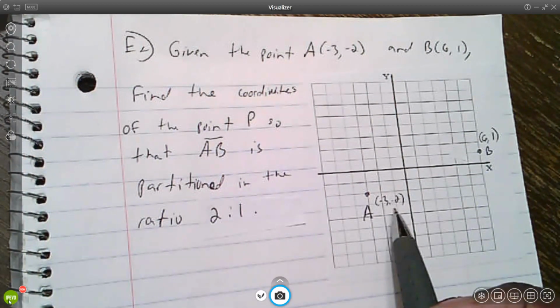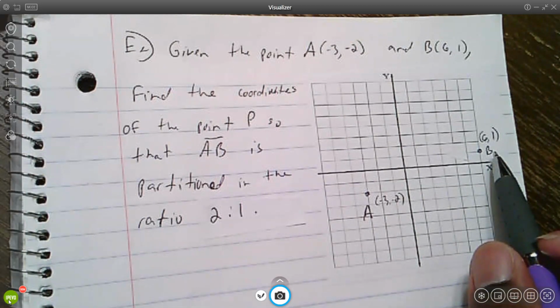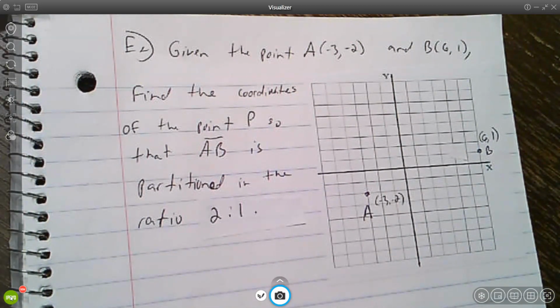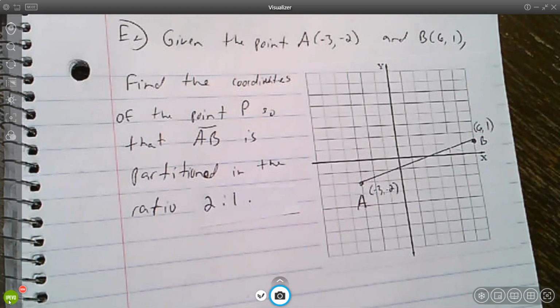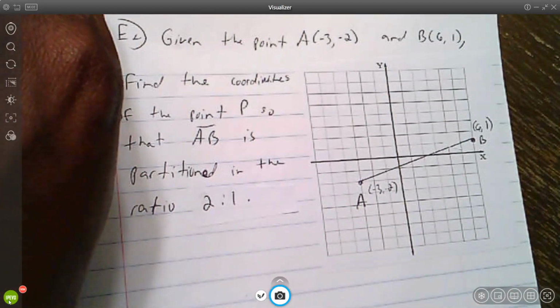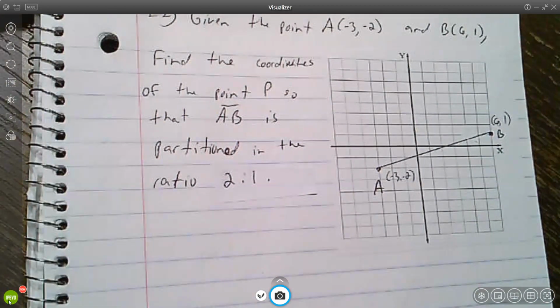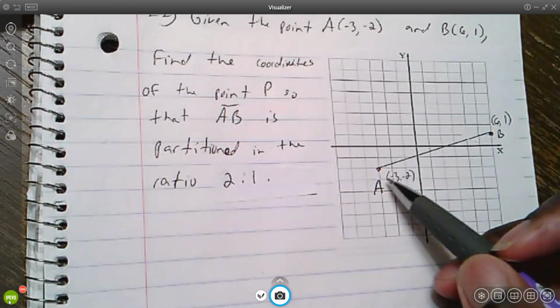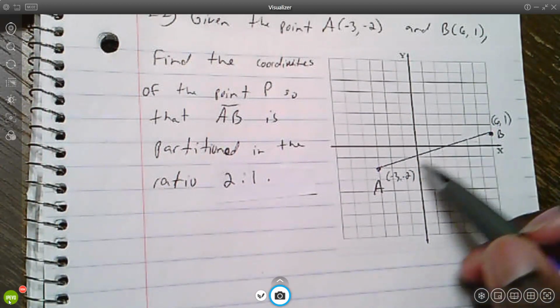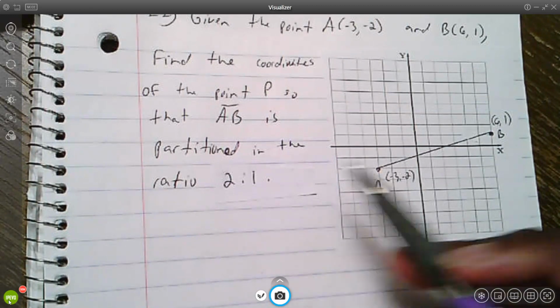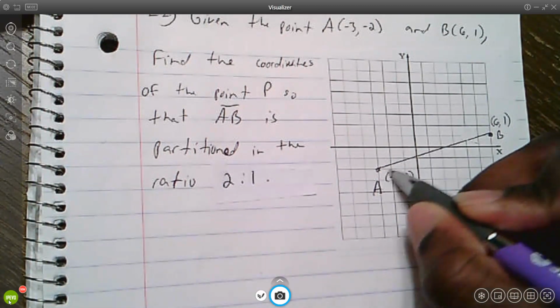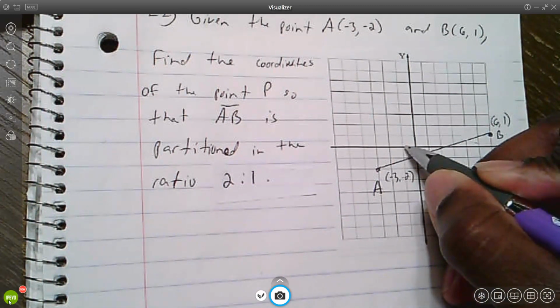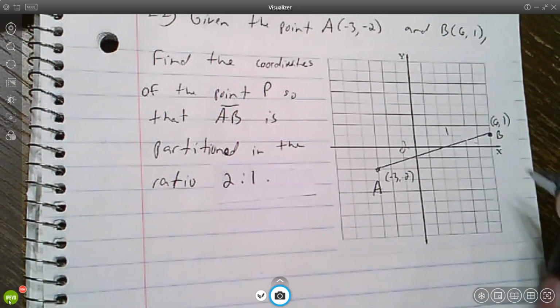So A is at (-3, -2). B is at (6, 1). Let's connect the dots. I'm going to start with the last method I gave because it might be fresher in your brain. In that method, what I explained was if you want to partition this segment in a 2-to-1 ratio, I need to break it apart in such a way that this length is 2 times and that's 1 times some number.